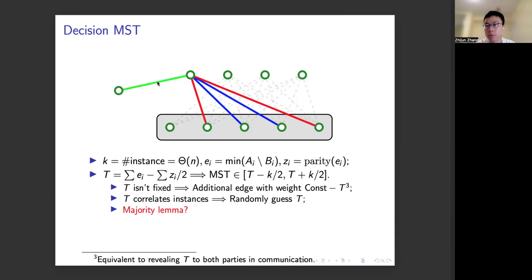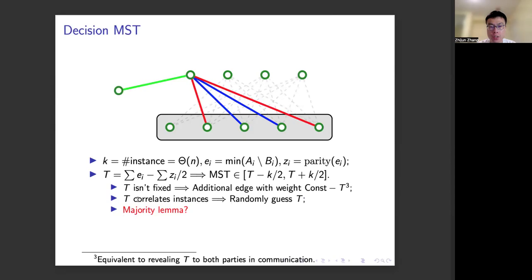the decisional MST problem. To overcome this, we can just add an additional edge, the green edge here, with weight equal to some large enough constant minus T. This way, the MST weight will always be between some constant c plus minus K over 2. However, this additional edge actually leads to another issue, that is, it correlates the K instances here. If you're familiar with direct sum arguments, we always work with independent instances.